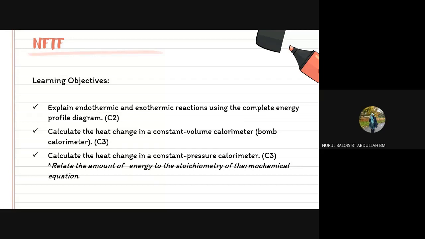Kita ada berapa case calorimeter kita belajar semalam? 2. 3. Constant volume dengan constant pressure, jenis calorimeter 2 tapi cases dia 3, ingat tak? Yang saya cakap ada case dia dalam 4 calorimeter tapi dia bukan dalam setup calorimeter yang spesifik bomb dan juga simple tu. Yes, miss. Ada 3 tau. Ada 3 dalam 2.2 kita ada 3 cases.